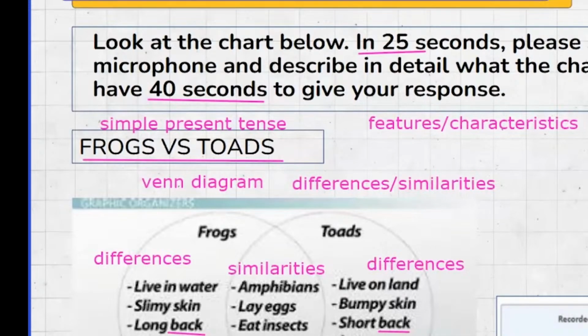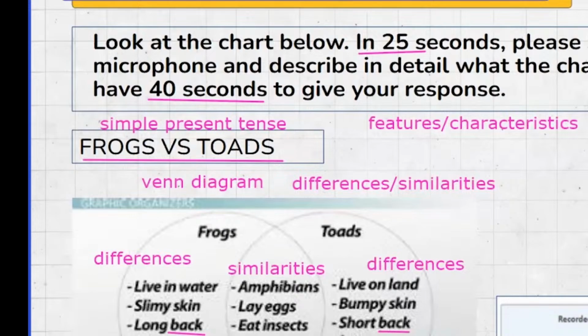The Venn diagram illustrates the differences between the characteristics of frogs and toads, and also highlights their similar traits. The main characteristic feature of a frog is that it is a water animal, has a slimy skin, along with long hind legs. In contrast, the toad lives on land, has a bumpy skin texture, and short hind legs. However, the traits of both frogs and toads overlap, as they both are egg-laying amphibians and eat insects.